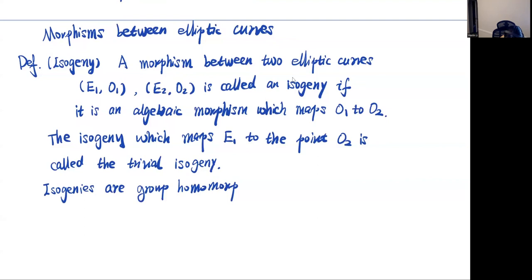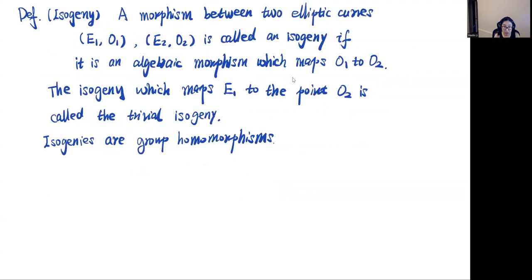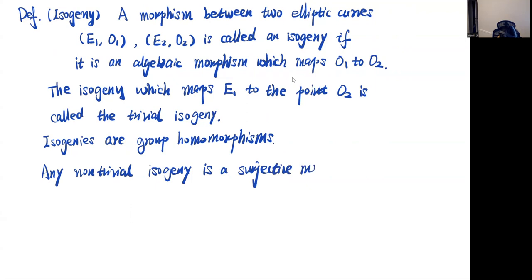So as long as it is an algebraic map that maps the origin O1 to the other marked point O2, it automatically respects the group law. So isogenies are group homomorphisms. You can also see, as an observation, that any non-trivial isogeny is a surjective group homomorphism with finite kernel.